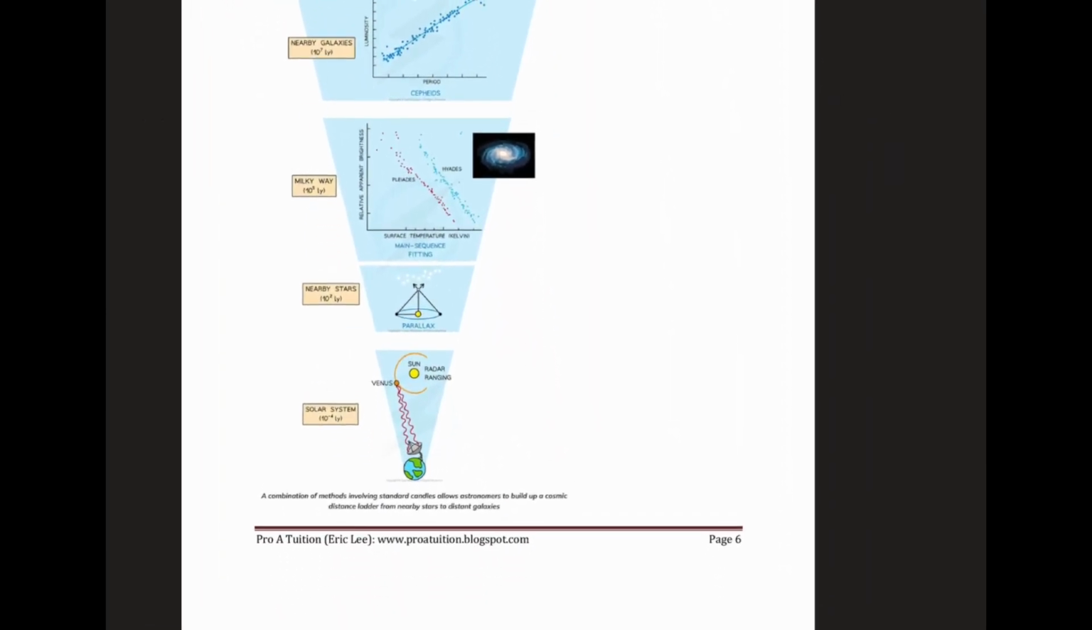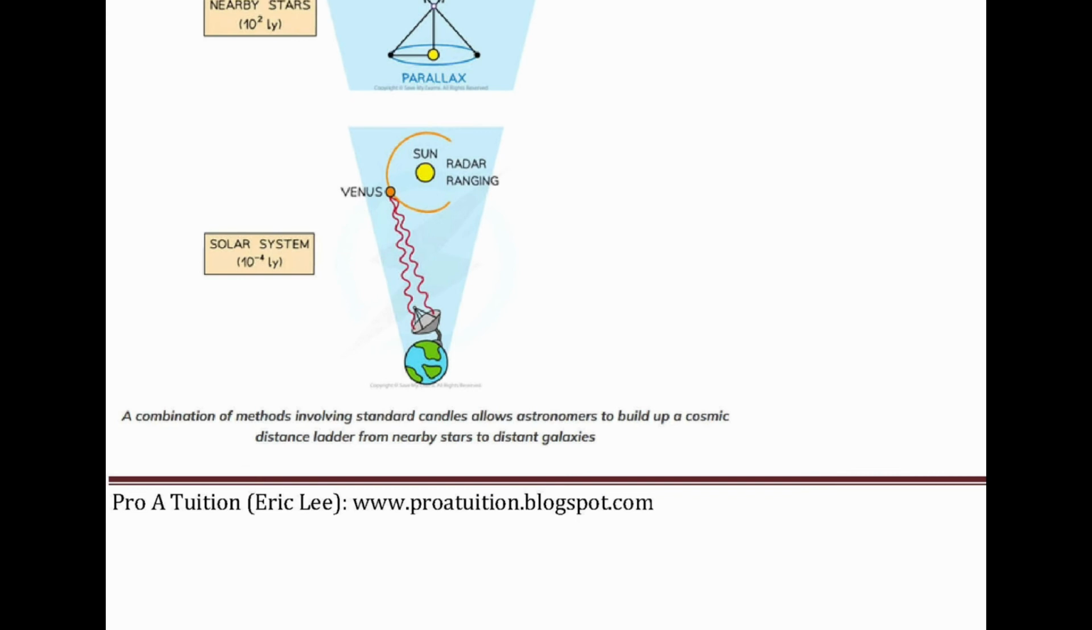Okay, we start from the bottom. As you know, whatever is at the bottom is very close to the Earth. Then you can see it's getting further and further away from the Earth, so we have to use different methods. Let's look at the words here first: a combination of methods involving standard candles allows astronomers to build out a cosmic distance ladder from nearby stars to distant galaxies.